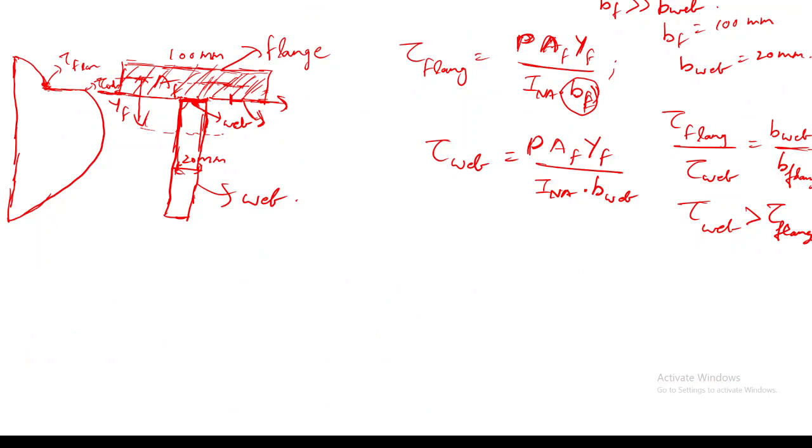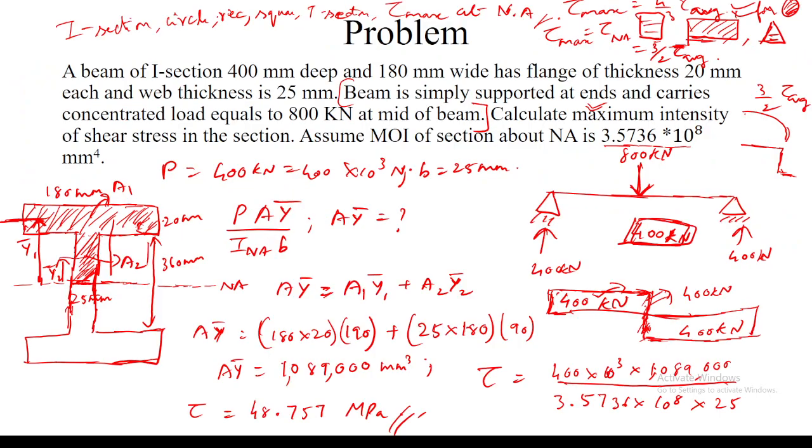Someone was asking some question. Distribution of shear stress. For a rectangular beam we have seen it, right? For I section, okay. See, for an I section, it will be higher at the neutral axis, right? And at the junction of flange and web you will have two shear stress values. So it will be something like this.